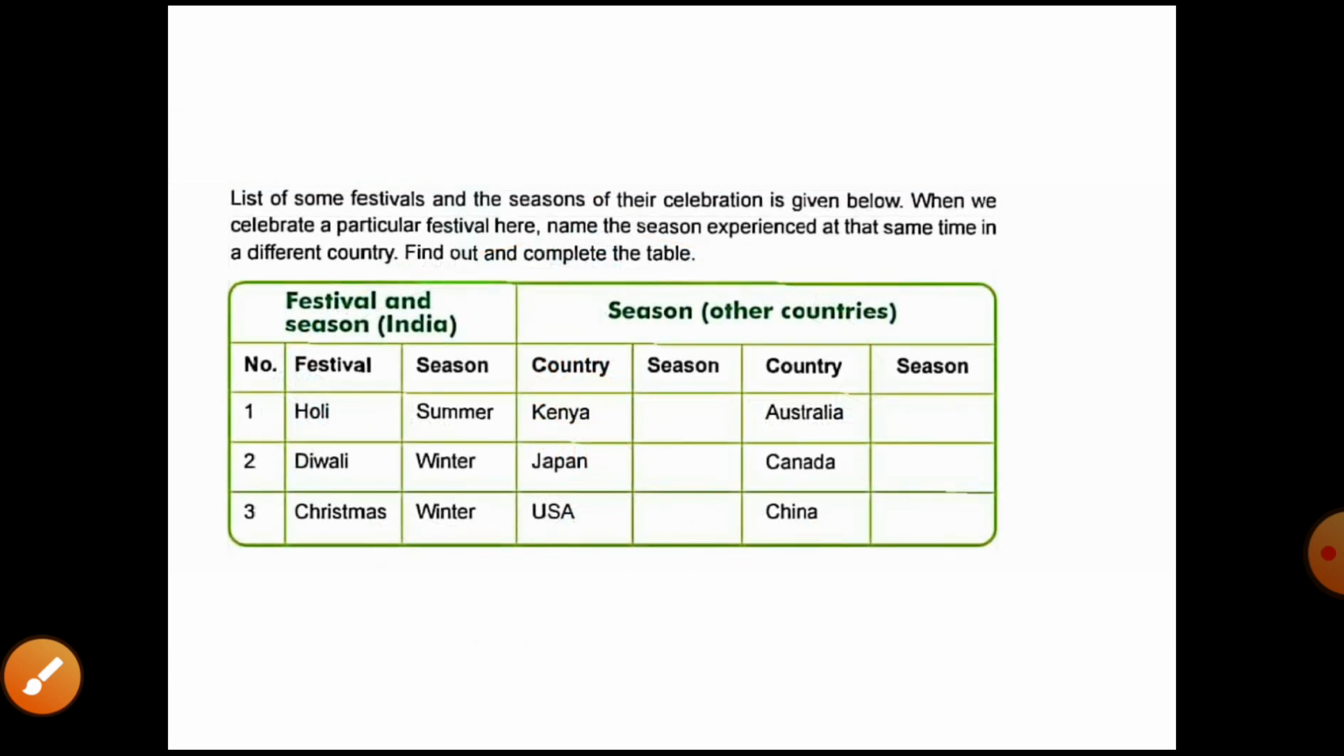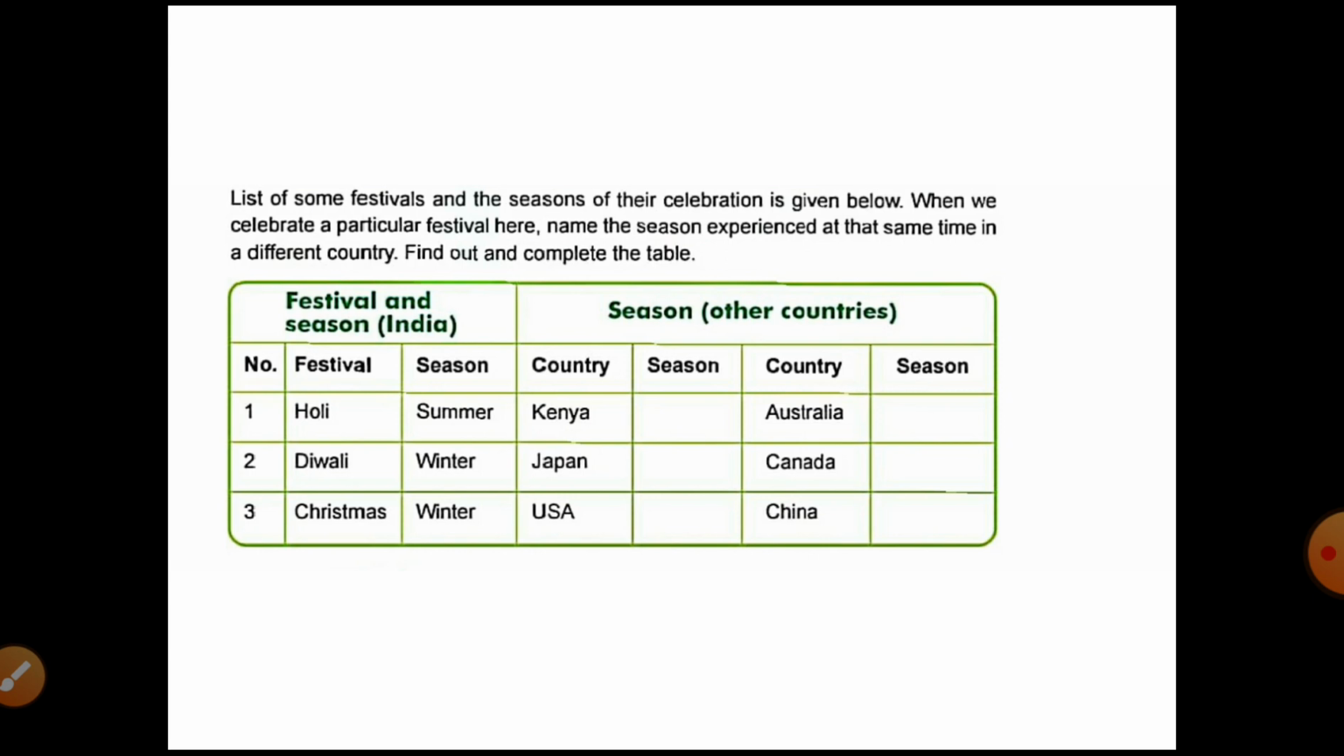Now a list of some festivals and the seasons of their celebration is given below. When we celebrate a particular festival, name the season experienced at the same time in a different country, find out and complete the table. So that is your work which you have to do. What is the work? I'll explain it. You have to fill in these blanks.